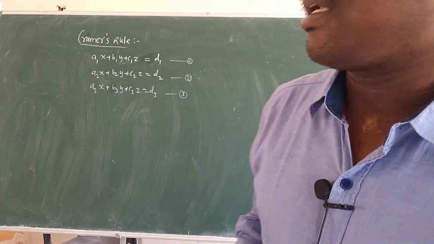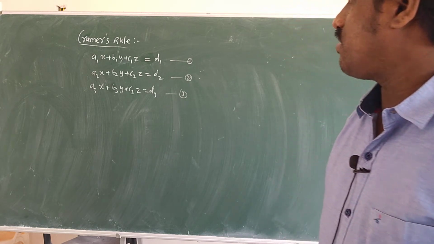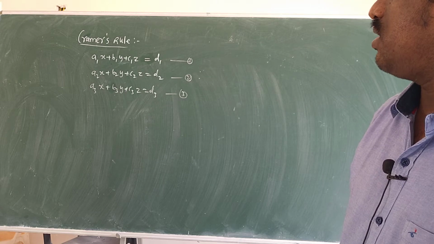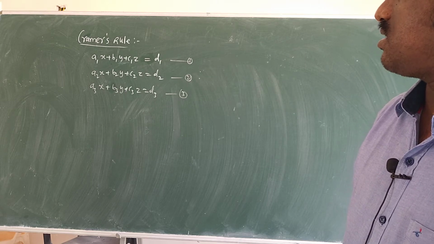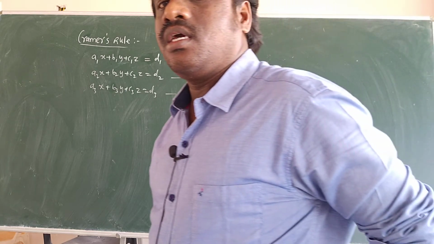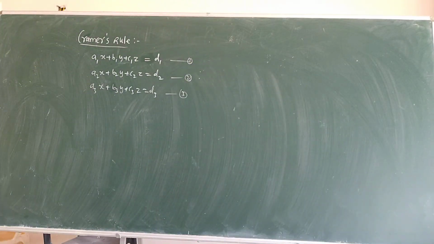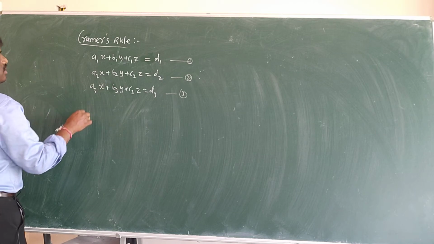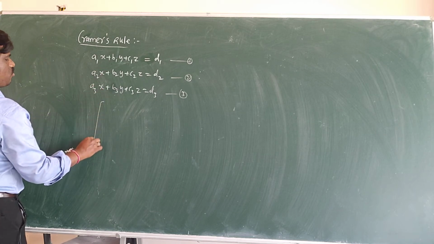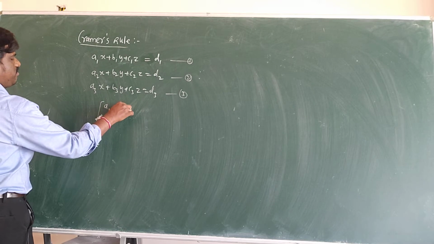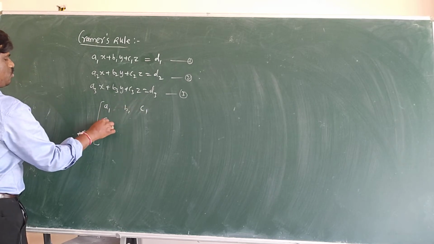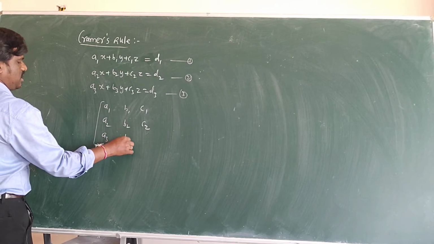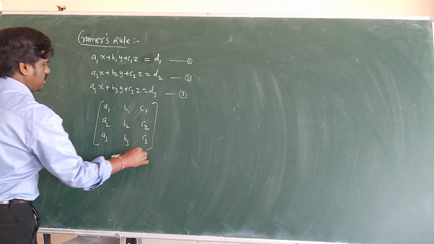Okay. Right now, they are given a1x plus b1y plus c1z is equal to d1, a2x plus b2y plus c2z is equal to d2, a3x plus b3y plus c3z is equal to d3 as the three linear equations. We write them in matrix form. Let us take the matrix form: one is the coefficient matrix a1, b1, c1, a2, b2, c2, a3, b3, c3. We take it like this.